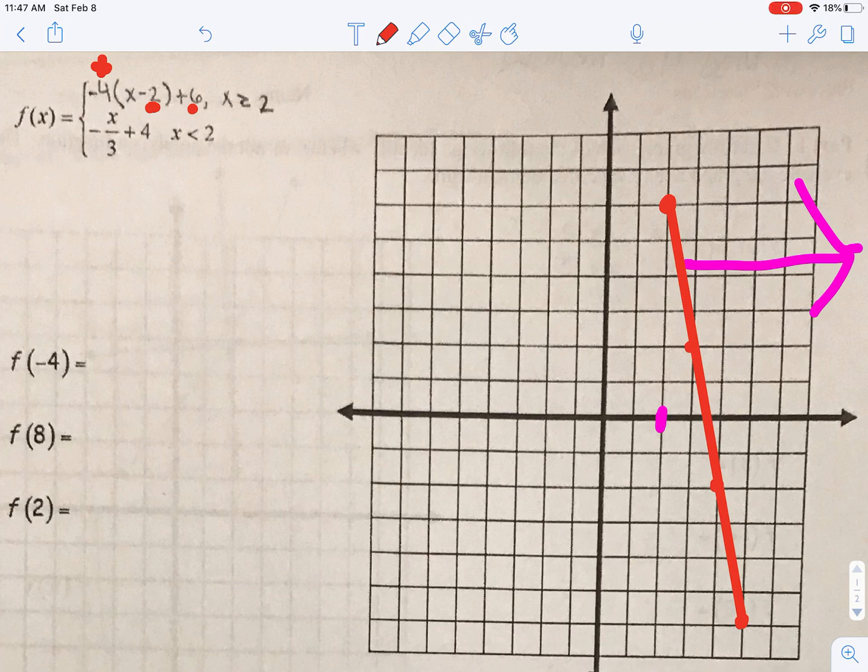And then I'm kind of wondering, is 2 a part of that equation, or is it a part of the bottom equation? Well, since it's greater than or equal to, it's a part of this equation, so I'm going to put a nice filled in dot on that one, meaning that that red line includes the number 2.